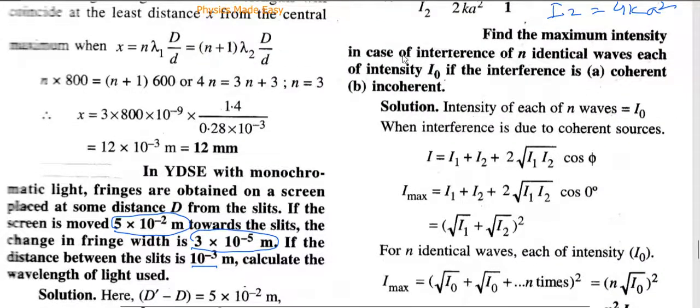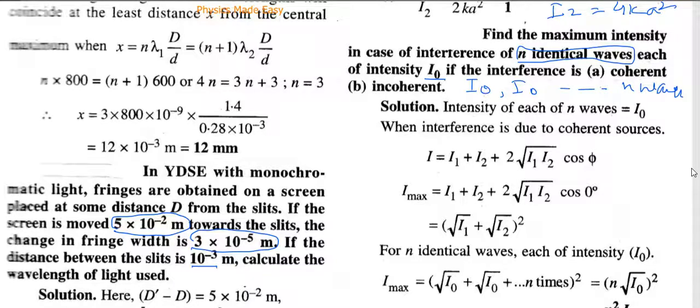Next is find the maximum intensity in case of n identical waves, each of intensity I naught, if the interference is coherent and incoherent. In case of incoherent, there is just simple algebraic addition of intensities. Now I have got n identical waves. For example, intensity of one wave is I naught. I have got up to n such waves.